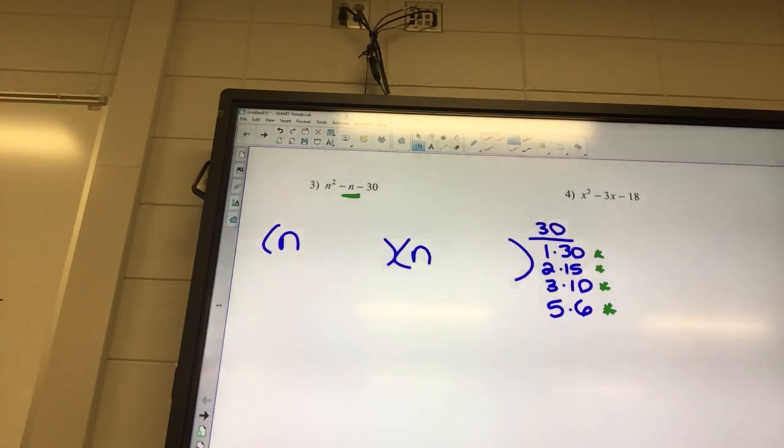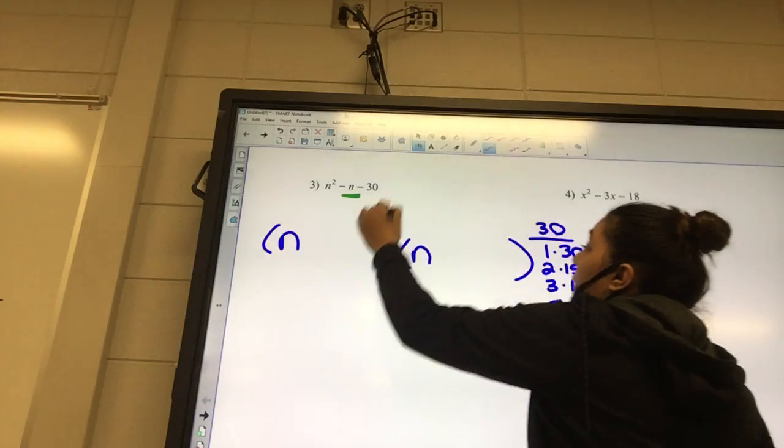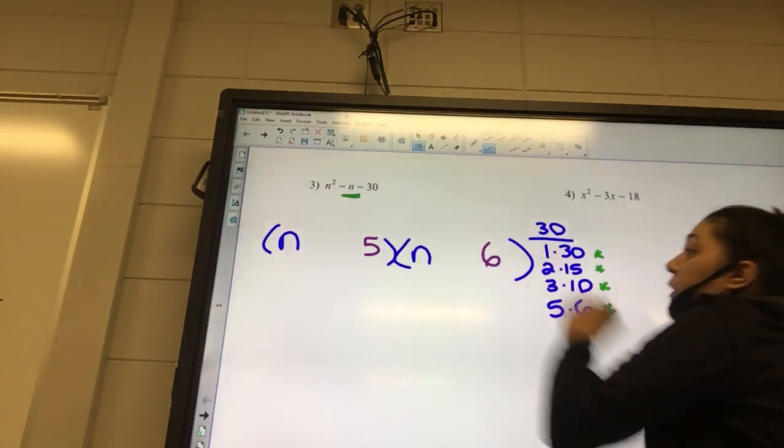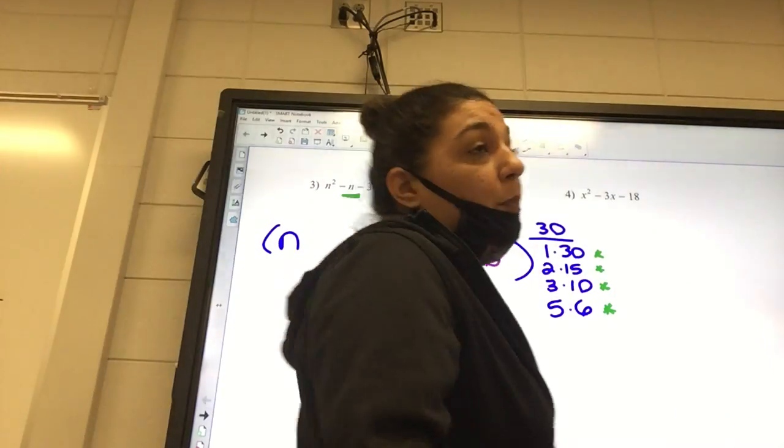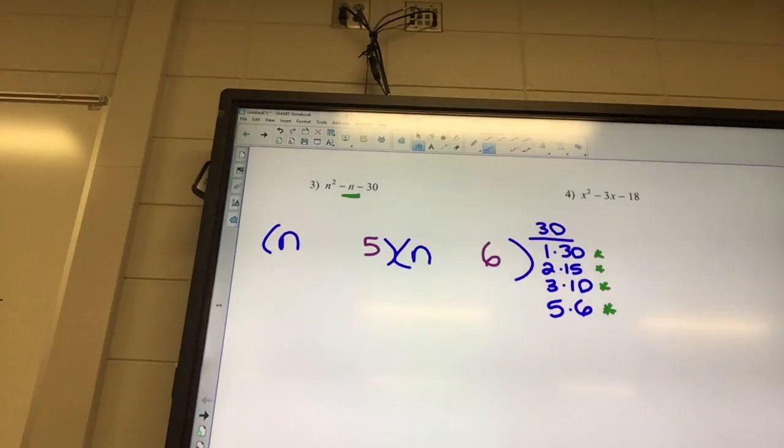A 5 and a 6 somehow could give you a -1. How could it happen? So you're going to put a 5 and a 6. How could you get a -1? 5 minus 6. Okay, and so this is where you're going to pick something from your list on the sign. So you could say plus 5 plus 6, or minus 5 minus 6, or minus 6 plus 5. Okay, and so you're going to have to run through them.